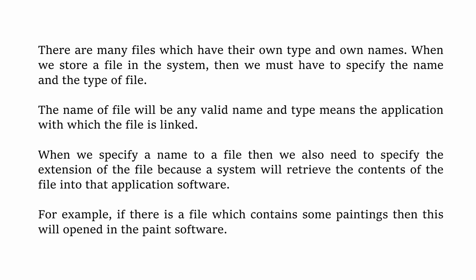That is, the file is linked with the application PowerPoint presentation with the extension .ppt. When we specify a name for a file, we also need to specify the extension of the file, because the system will retrieve the contents of the file in that particular application software. For example, if a file contains some paintings, then it will be opened in the Paint software. That is, this extension can be .jpg, and files with these extensions will be opened in the Paint software.